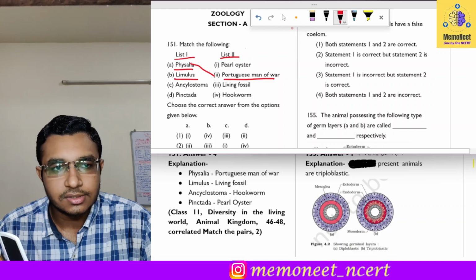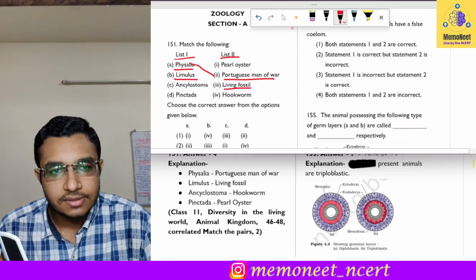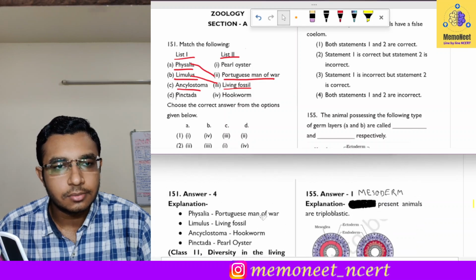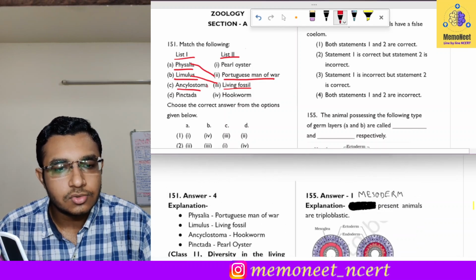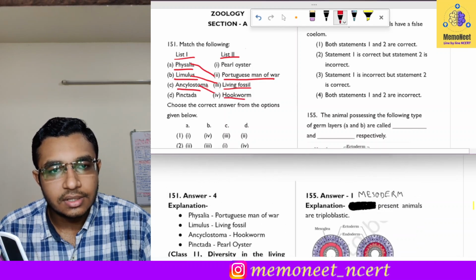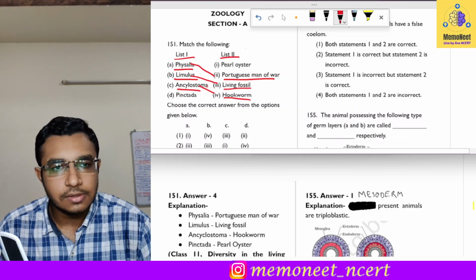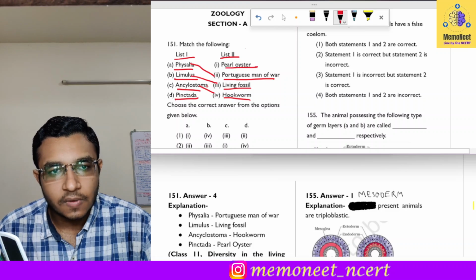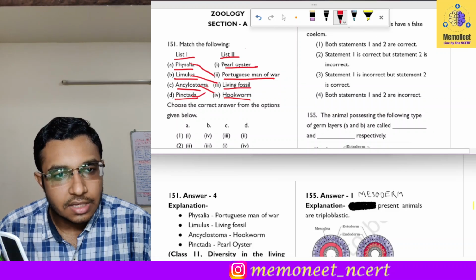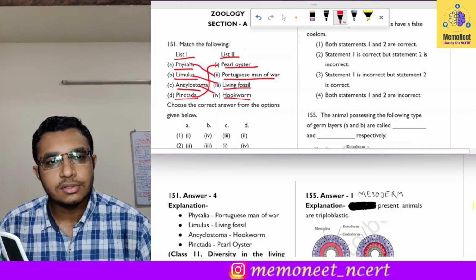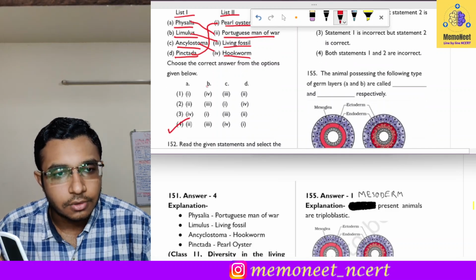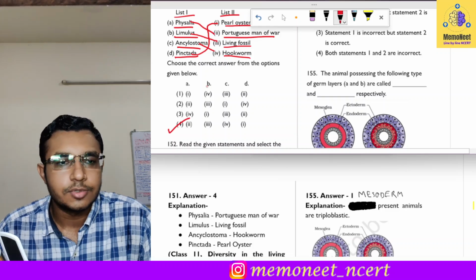Next is Limulus. The other name of Limulus is living fossil. So B goes with 3. Next is option C, that is Ancylostoma. The other name for Ancylostoma is hookworm. So C goes with 4. And D is Pinctada. The Pinctada is also known as the pearl oyster. So D goes with 1. So which is the correct option showing the correct matching? It is option 4. So the correct answer of this question is option 4.